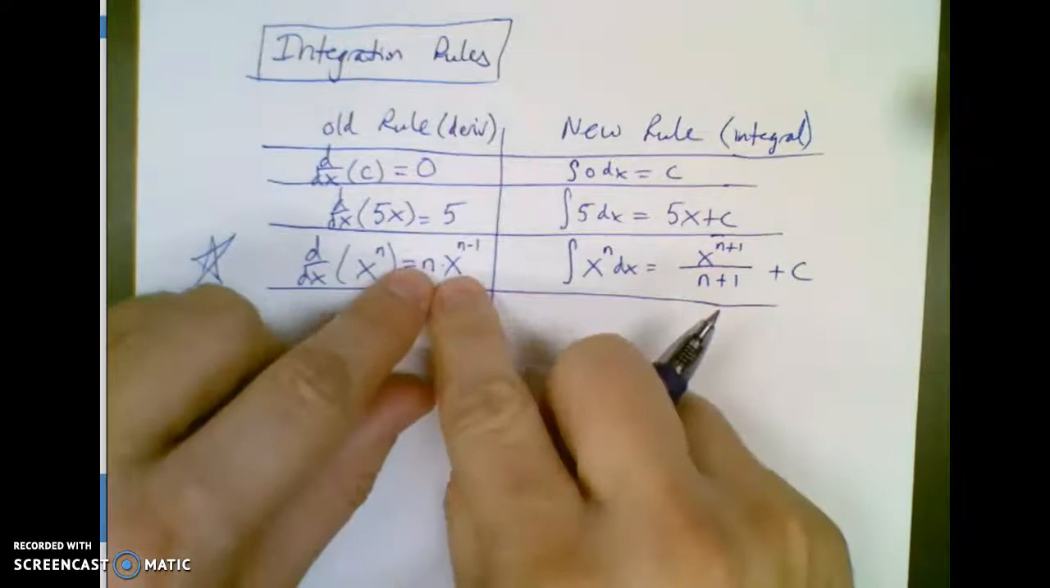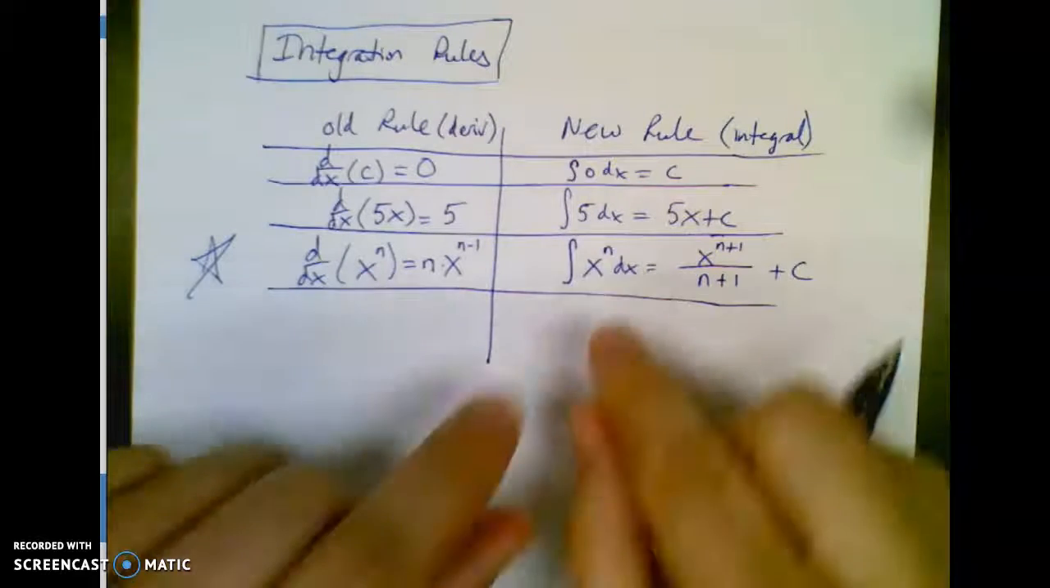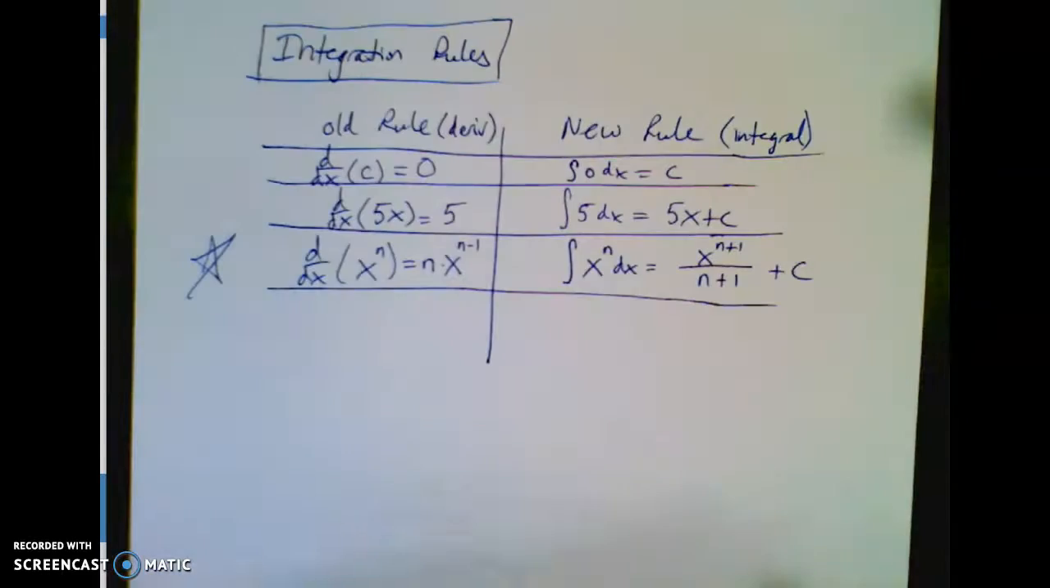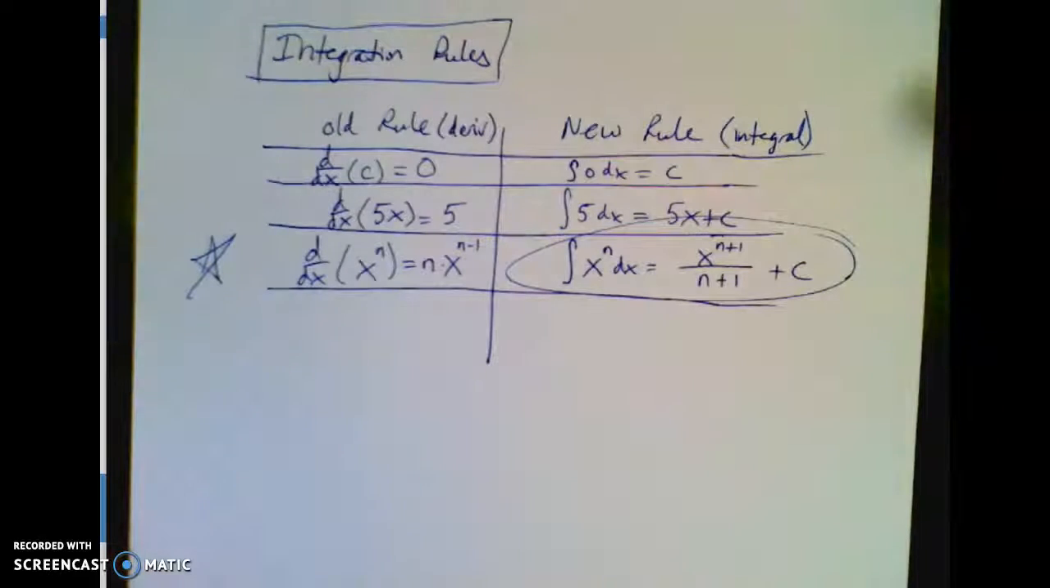Remember the first thing you did in this problem was multiply and then you take the power down 1? This is backwards. You take the power up 1 and then you divide by the new power. Okay, so this rule right here is what we're going to use over and over and over and over again until you get good at it. Let's do a couple examples.